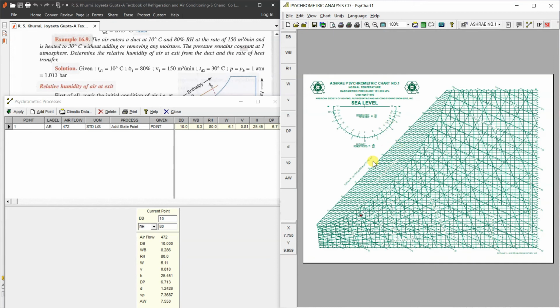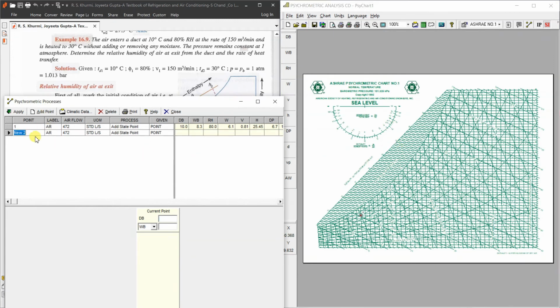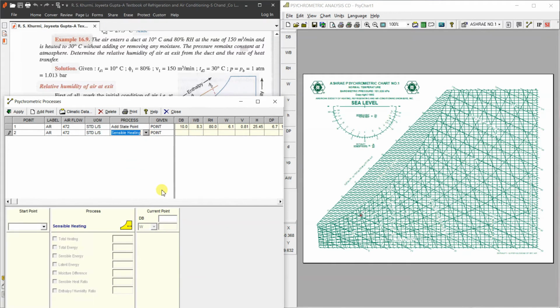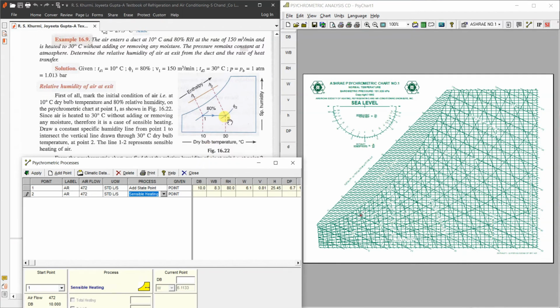Now we know that this process is sensible heating. So add point. This will be point number 2. Then we have to select here sensible heating from point 1. What is the dry bulb temperature of point number 2? It is 30 degrees Celsius. So here dry bulb temperature will be 30. Click apply. So we have got 1 to 2 sensible heating.